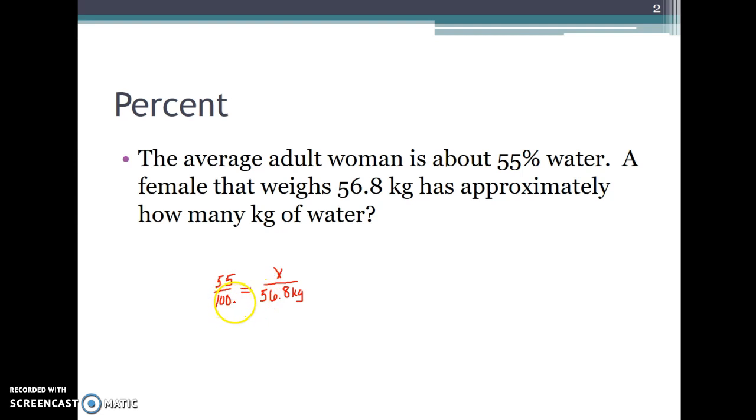Remember, to solve a proportion, you multiply on the diagonals. So I'll multiply and have 100 times x, or 100x. Multiply on the other diagonal. So 55 times 56.8 gives me 3124. To finish solving, I divide to get x by itself. And so I get my answer. X is equal to 31.24 kilograms of water.